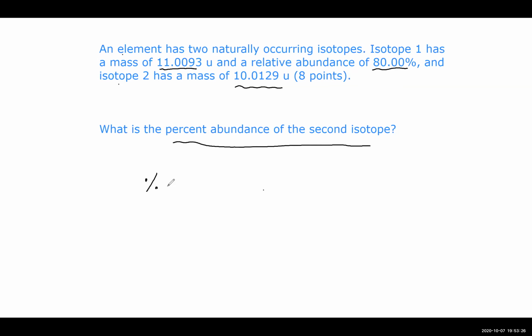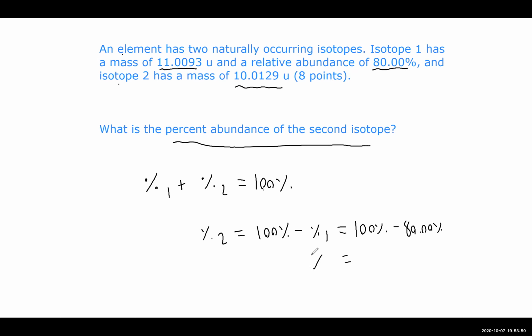Well, we know that the percent abundances of isotope 1 and isotope 2, so all of our naturally occurring isotopes, should add to 100%. Ergo, the percent abundance of isotope 2 would be 100% minus the percent abundance of isotope 1, which would be 100% minus 80.00%, which gives us a percent abundance for isotope 2 of 20.00%. Does this make sense to everyone? Okay, perfect.